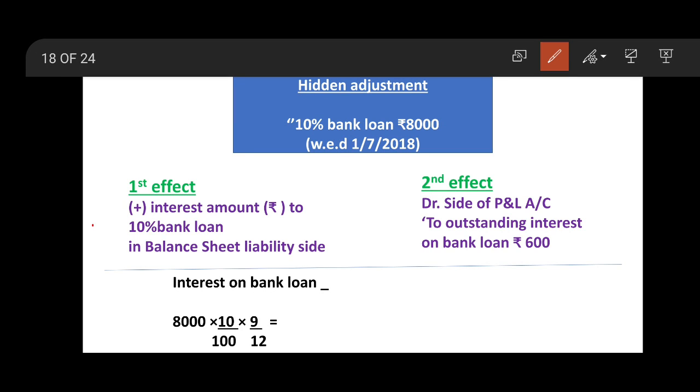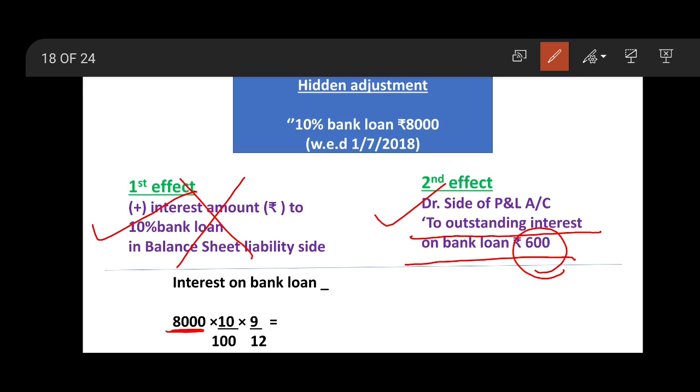So the first effect, added to the interest, added to the 10% bank loan in the liability side of the balance sheet, but we are not preparing the balance sheet, so we will not do this. The second effect goes to the debit side of the profit and loss account, writing outstanding interest on bank loan rupees 600. But how have we got the 600 rupees? See how. They say 8,000 in the question given, the balance of 10% bank loan.